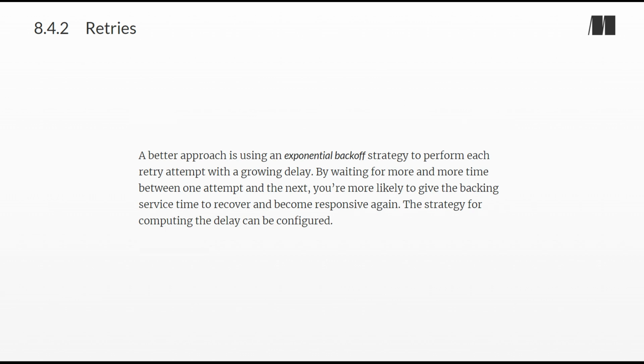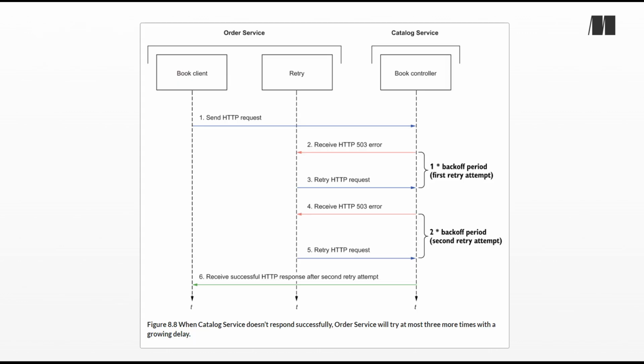A better approach is using an exponential back-off strategy to perform each retry attempt with a growing delay. By waiting for more and more time between one attempt and the next, you're more likely to give the backing service time to recover and become responsive again. The strategy for computing the delay can be configured. In this section, you'll configure retries for Book Client.